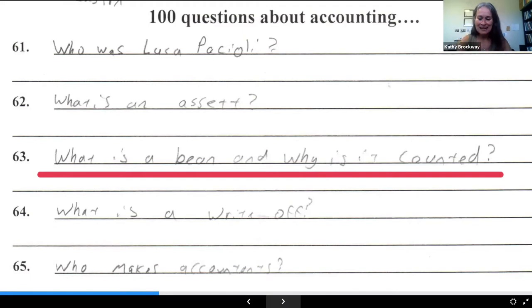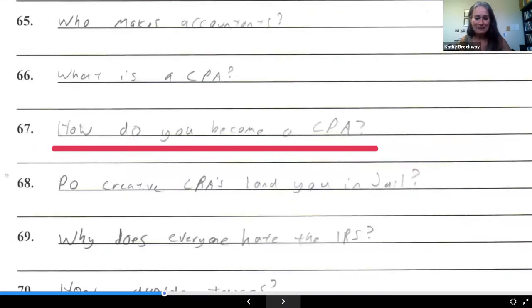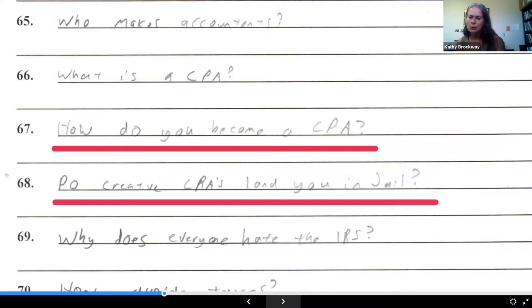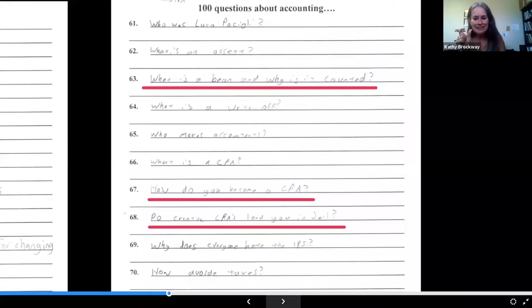How do you become a CPA, and do creative CPAs land you in jail? Again, somewhat flippant, but we're going to talk about what happens when a CPA does break the rules. Do they lose their license? How does it impact others? And what's your role in it? So all of these questions have some nuggets that I can hit on one of my Fridays in class.